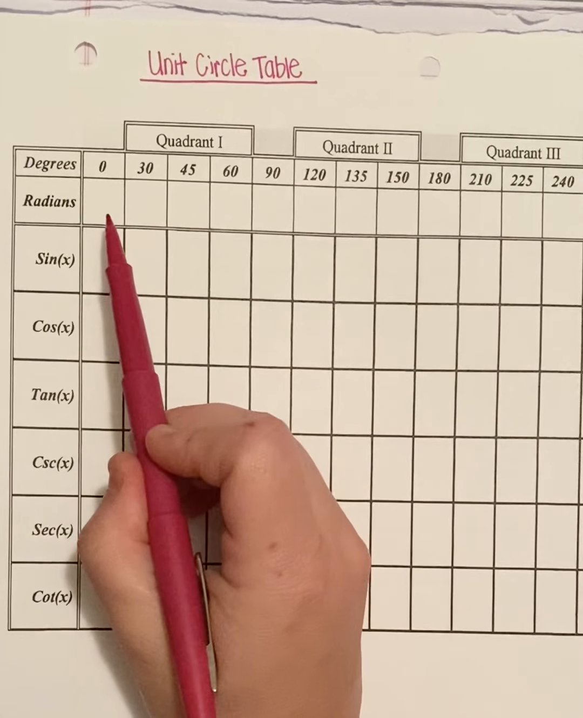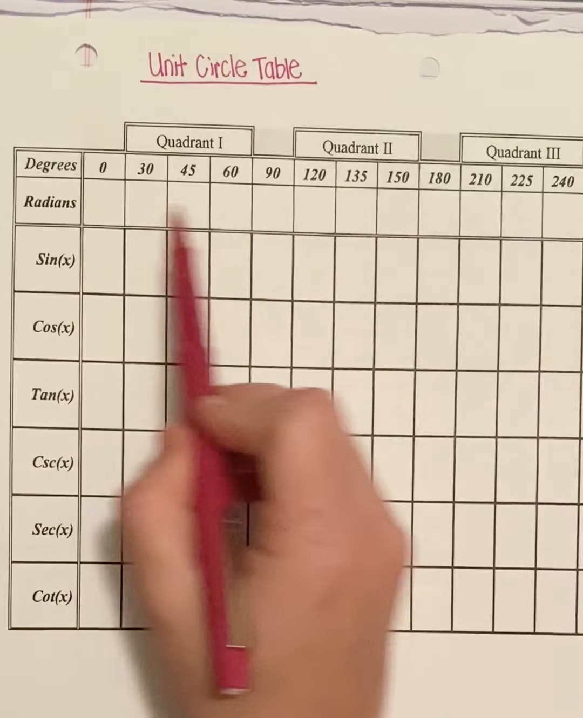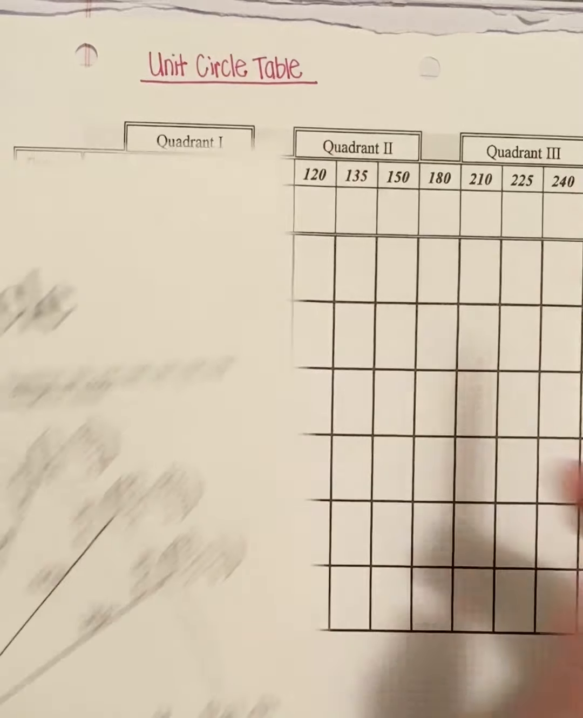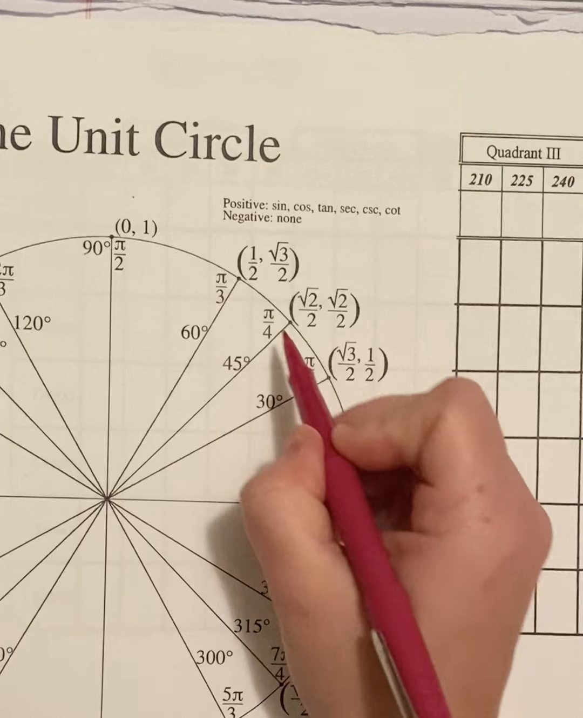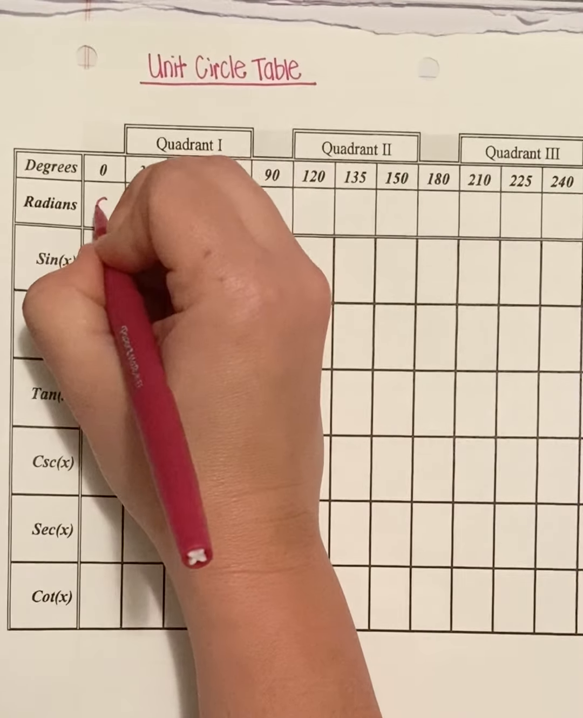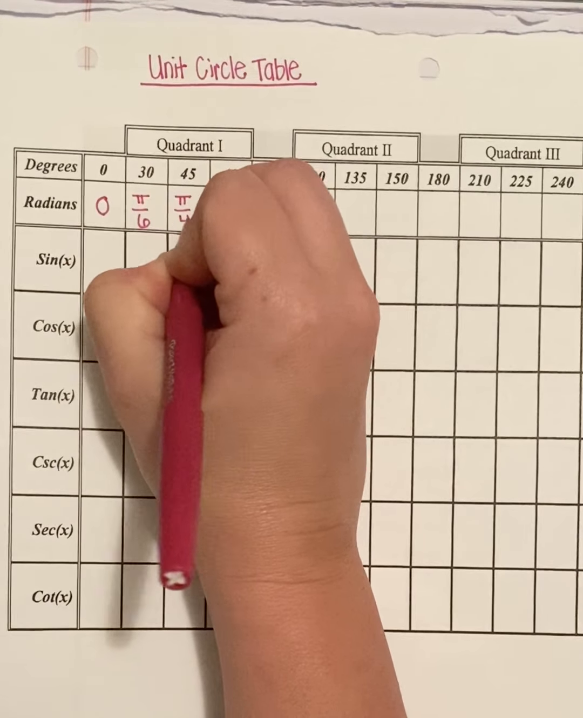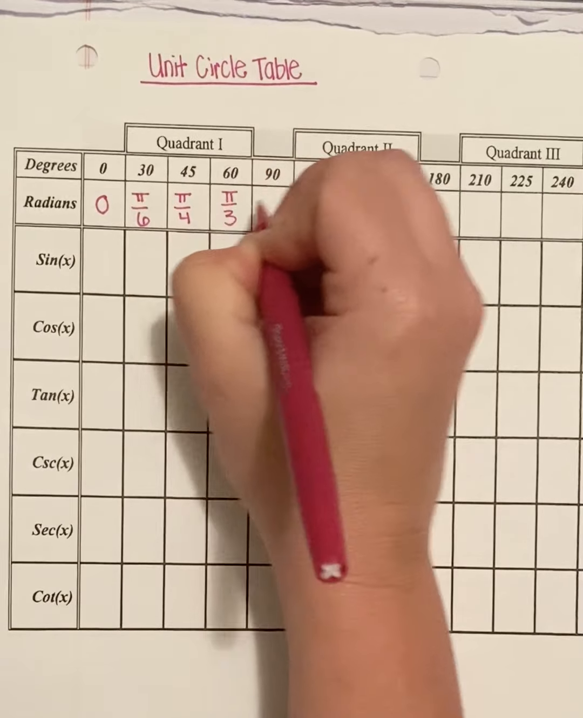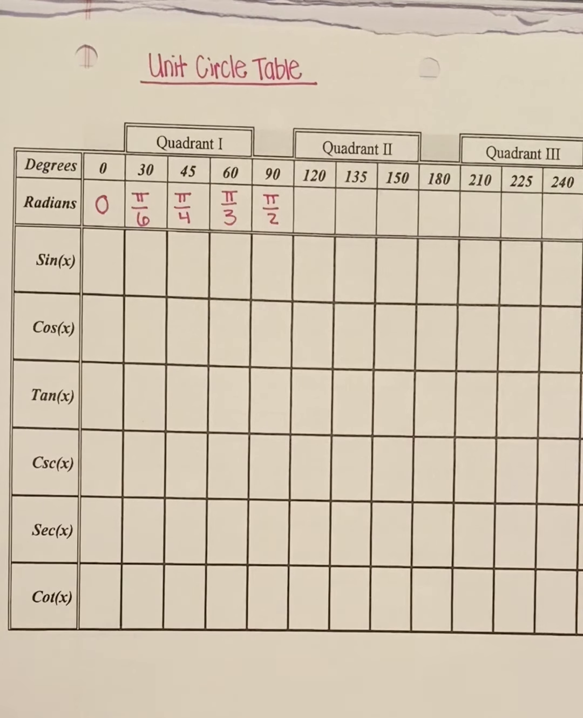All right, first thing, I'm going to go from 0 to 90 degrees right here. And this first row right here, all you're doing is just listing the radians. So using this, my radians would be 0, pi over 6, pi over 4, pi over 3, and pi over 2. And then you can keep going around your unit circle to get the other measurements.